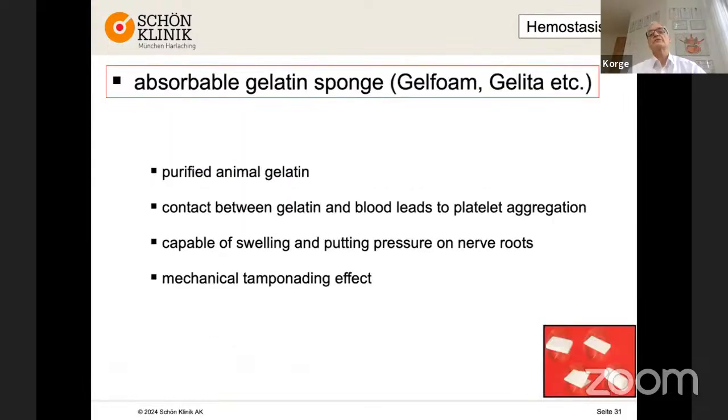If you go now to chemical agents, we have those foams, sponges, whatever, gel foam or Gelita. We have the gelatin sponges, which are from purified animal gelatin. There's a contact between the gelatin and the blood, and this leads to platelet aggregation. It can swell, and usually we recommend in our team to take it away. However, if you have a continuous microbleeding and it will not stop and you don't have other tools, I would not hesitate to leave one of those gelatin sponges right there.